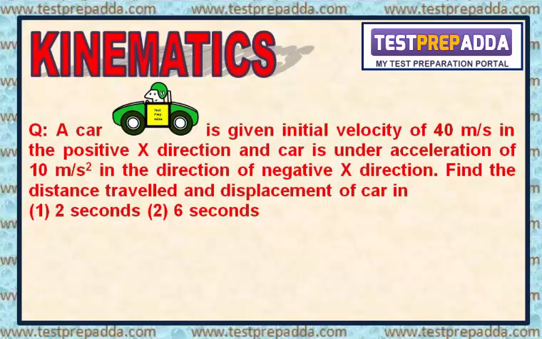Here the question says, a car is given initial velocity of 40 meter per second in the positive x direction, and car is under acceleration of 10 meter per second square in the negative x direction. Find the distance traveled and displacement of the car in, number 1, 2 seconds. Number 2, 6 seconds.